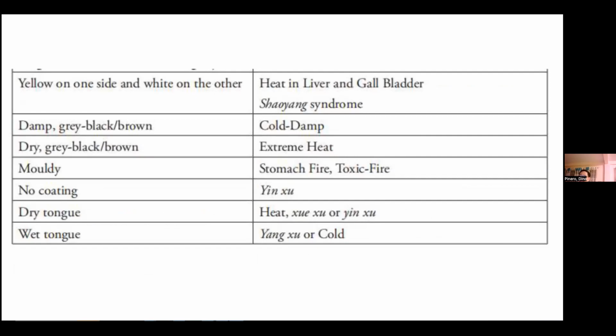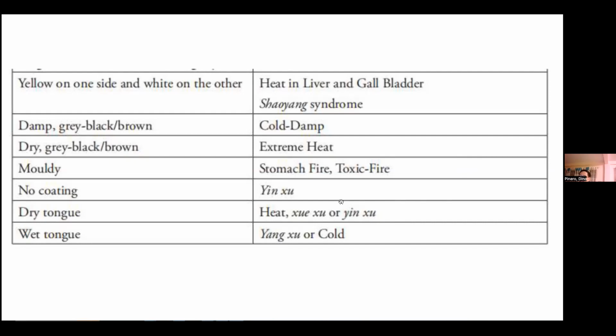Pag damp gray, black, brown, there could be a presence of cold damp. While pag dry, gray, black, and brown, extreme heat. So ang kaibahan po dito, yung dampness, meaning may parang moistness or yin pa na characteristic itong gray, black, brown. So there is a presence of cold. While having a characteristic of being dry, yung gray, black, and brown, ibig sabihin there is a presence of extreme heat. Next, yung moldy naman, this indicates that there is a presence of stomach fire or toxic fire.